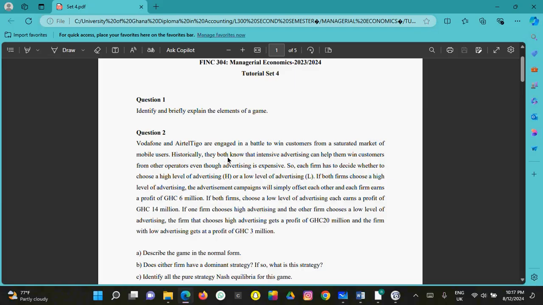So historically, they both know that intensive advertising can help them win customers from other operators, even though advertising is expensive. So each firm has to decide whether to choose a high level of advertisement or a low level of advertisement. If both firms choose a high level of advertisement, the advertisement campaigns will simply offset each other, and each firm will earn 6 million Ghana cedis each.